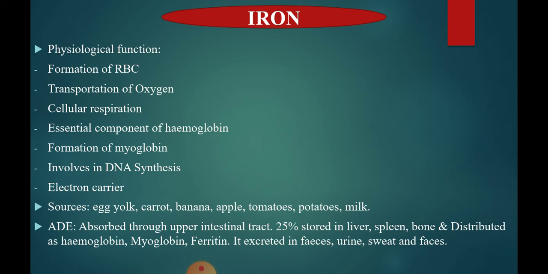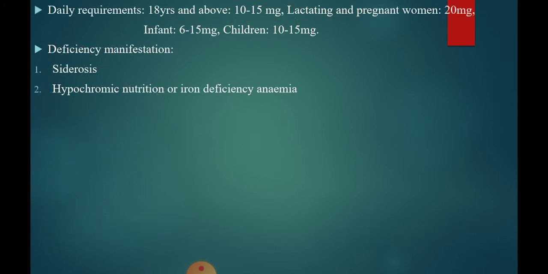The absorption, distribution and excretion pattern for iron is as follows. It is absorbed through the upper intestinal tract. 25% is stored in the liver, spleen, and bone, and it is distributed as hemoglobin, myoglobin and ferritin. Iron is excreted in feces, urine, sweat, etc. Daily requirement for iron for 18 years and above is 10 to 15 mg. For lactating and pregnant women it is 20 mg. For infants it is 6 to 15 mg and for children it is 10 to 15 mg.